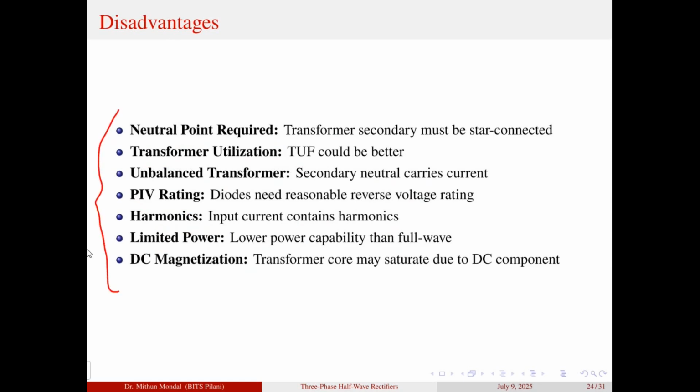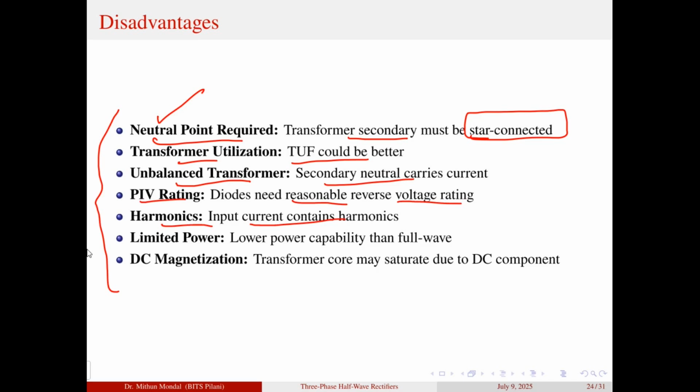There are certain disadvantages as well. You have the neutral point requirement because the transformer secondary must be star connected. If it is not star connected, you will not have this neutral point. Transformer utilization factor could be made much better, and an unbalanced transformer may result in the secondary neutral carrying current. Peak inverse voltage of the diodes needs a reasonable reverse voltage rating. Harmonics will be there because input current may contain certain harmonics. Limited power, which is a lower power capability than the full wave. So full wave will have more efficiency. We will see that in the next lecture.